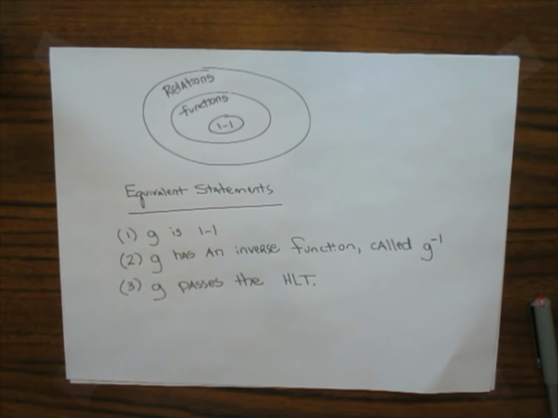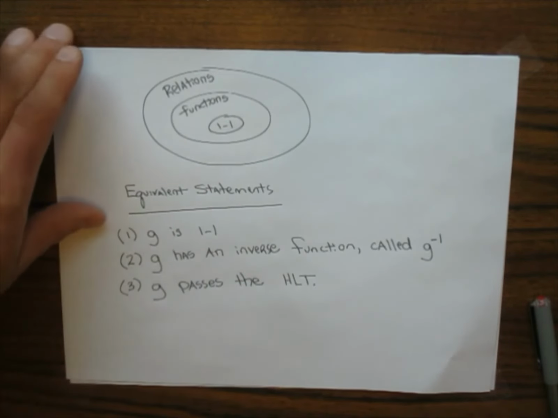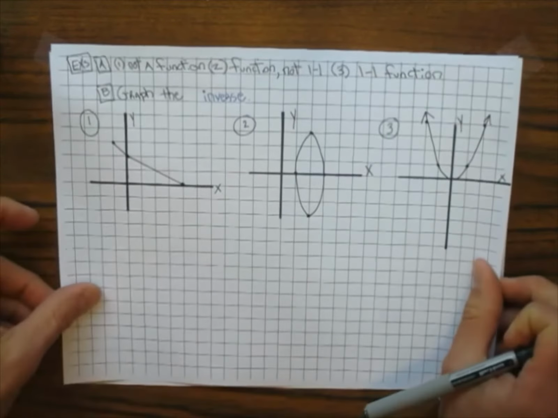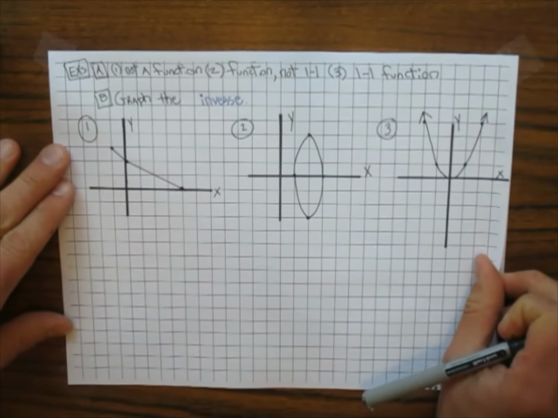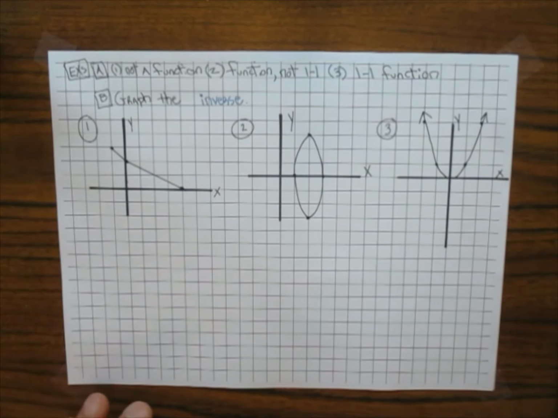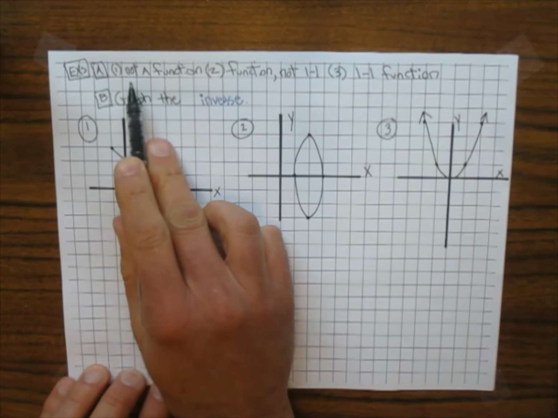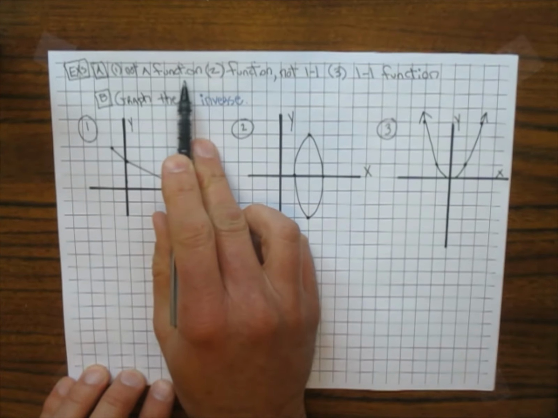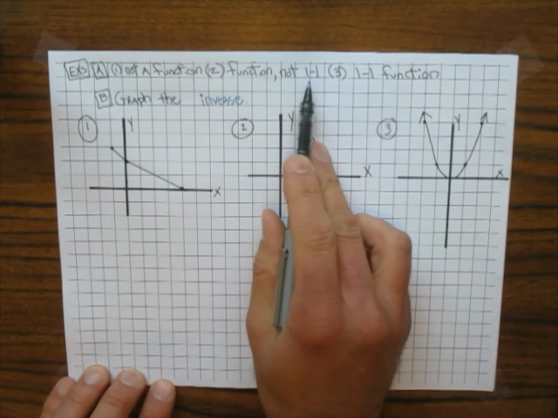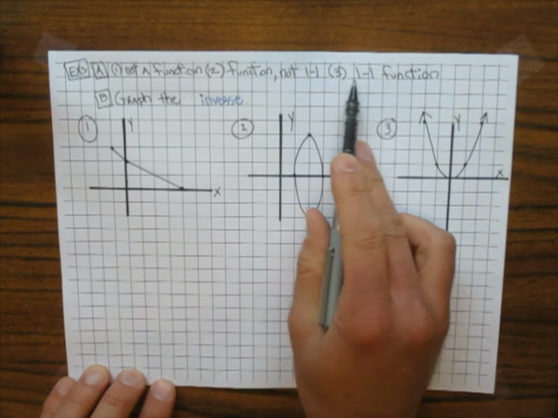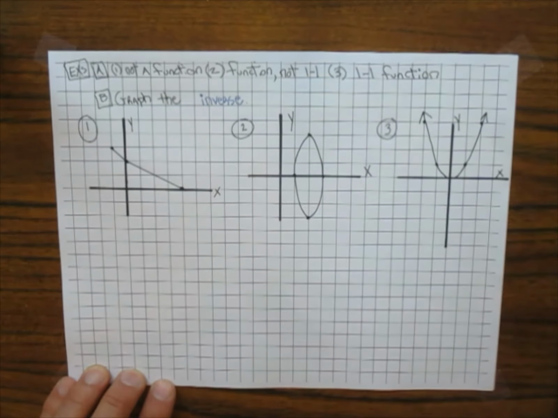Okay, so we're going to do some examples. These are the examples you'll see on the handout. Remember, we said the homework is some book work and some handout. So there are 3 graphs, and we're supposed to classify all 3 as one of the following: not a function, function not 1 to 1, or a 1 to 1 function.